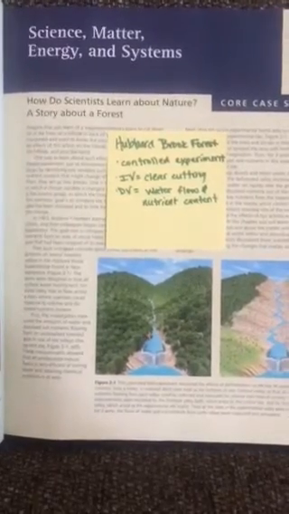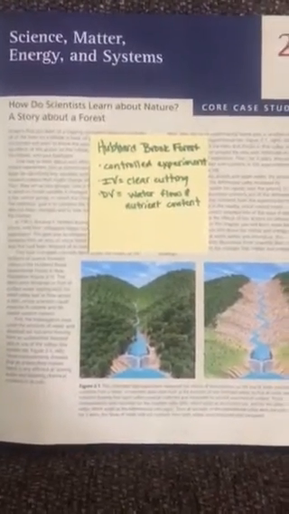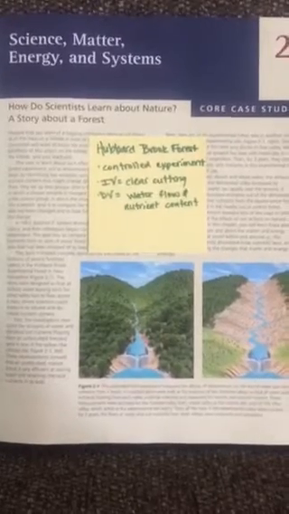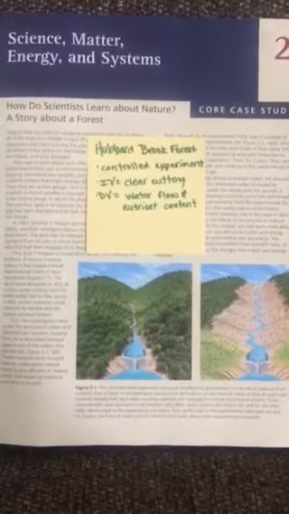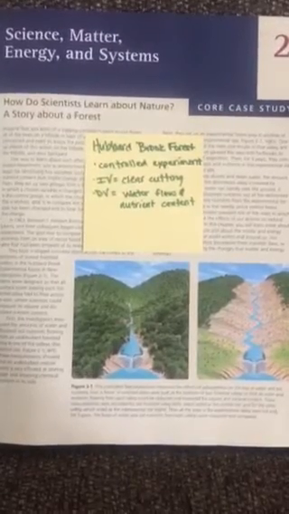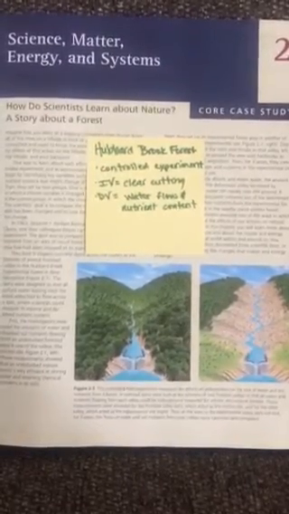Chapter 2, Science, Matter, Energy, and Systems. This case study at the beginning of the chapter is a great example of a controlled experiment in environmental science. The Hubbard Brook Forest, located in New Hampshire.